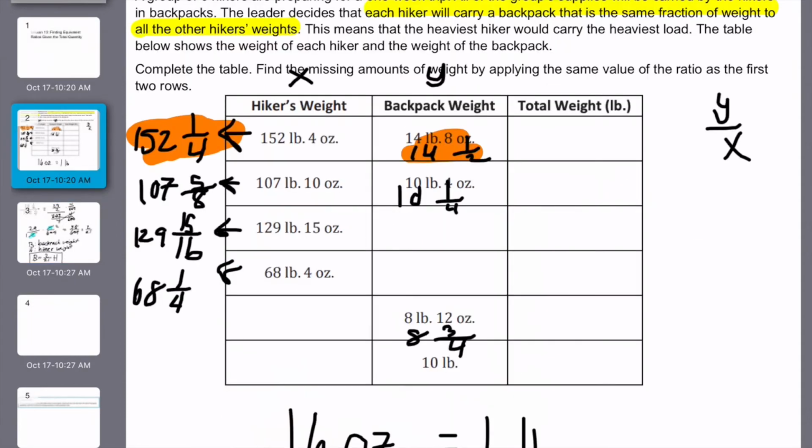So going back, I know to get the total weight, I just have to add these weights together. So to get my total weight for my first row, I add 152 and 1/4 plus 14 and a half, and I end up getting 166 and 3/4. Again, it's important for me to remember that I need to have a common denominator in order to add fractions. And I can go ahead and do the same thing in the second row just because I have all my information filled out. So I do 107 and 5/8 plus 10 and 1/4, and I ultimately get 117 and 7/8.